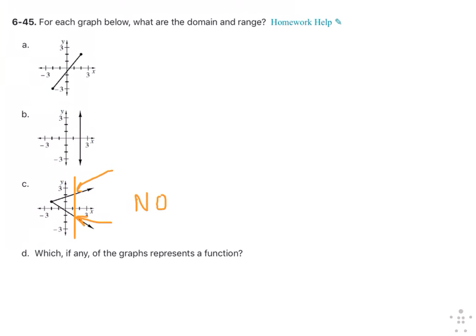C is no, right? B, for this one, if I place a vertical line right here, clearly I hit more than 1 point. I hit every point, so this is not a function. And A, no matter where I put a vertical line, I only hit 1 point on the graph. So in this case, only A is a function, B and C are not functions, because if I put in a value of x, I get more than one value of y out.